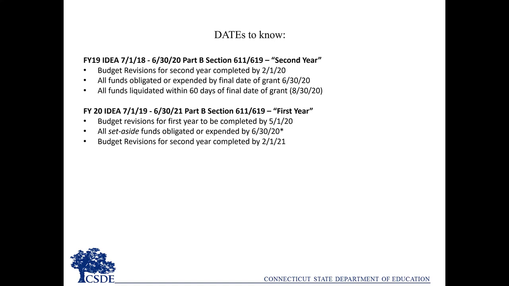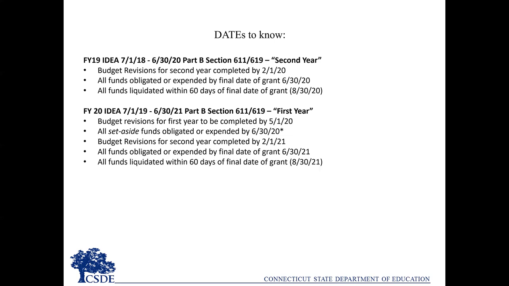Budget revisions for second year completed by 2/1. So next February at this time is when the FY20 second year budget revisions will be put into place. And then as well for FY20, you want to make sure that everything's expended by the end of the grant period of 6/30 and then liquidated by 8/30.